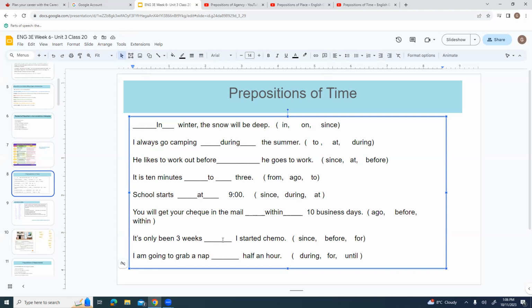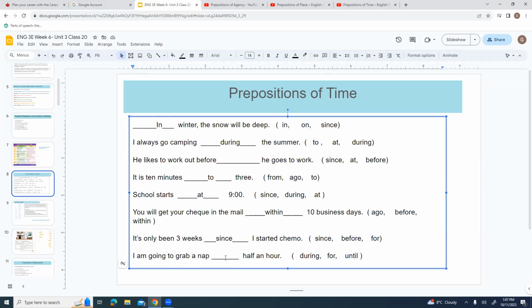It's only been 3 weeks, blank, I started chemo. Since I started chemo, before I started chemo, or for I started chemo. Since works really well here because it's talking about something that happened in the past. They started the chemo and it's showing duration, right?